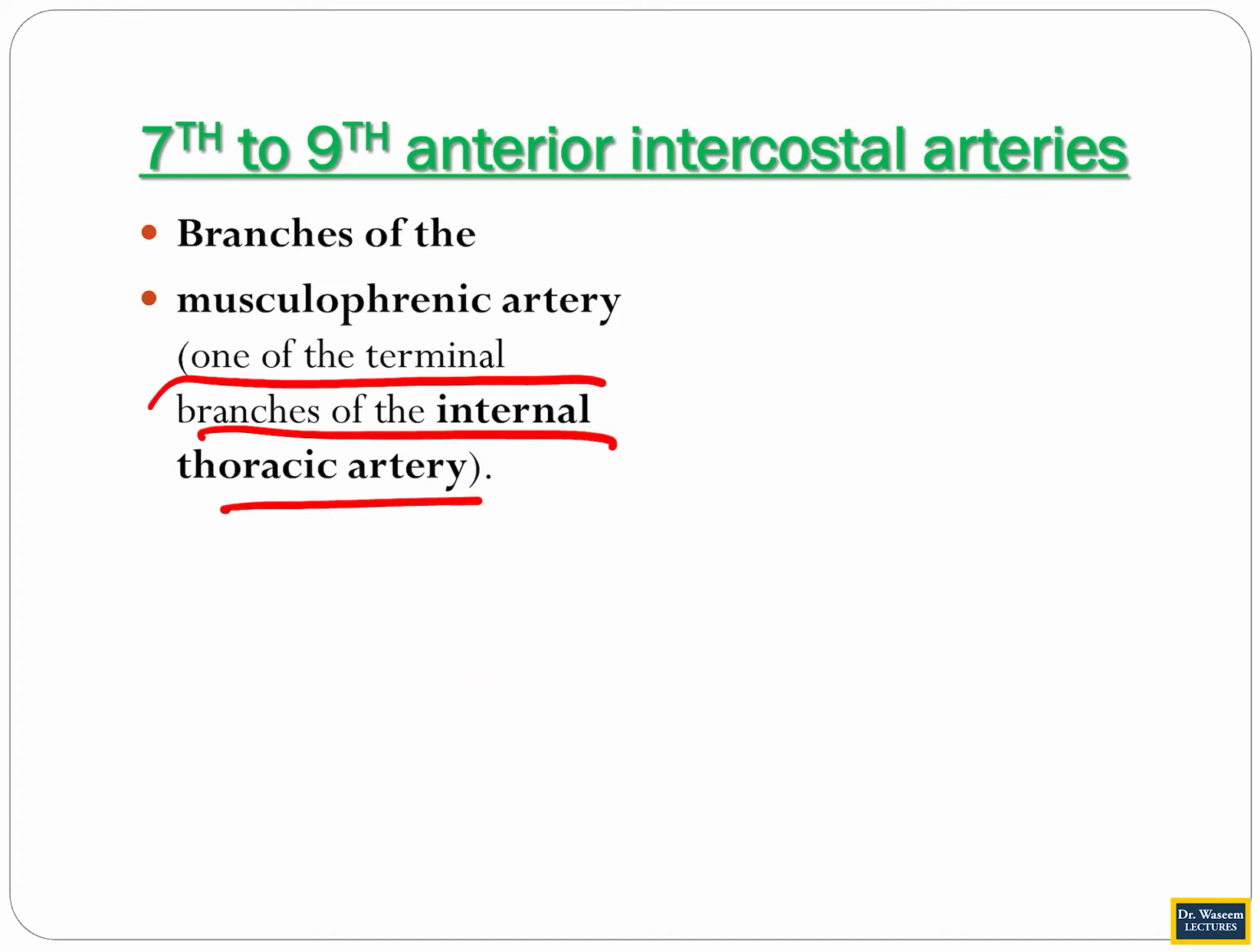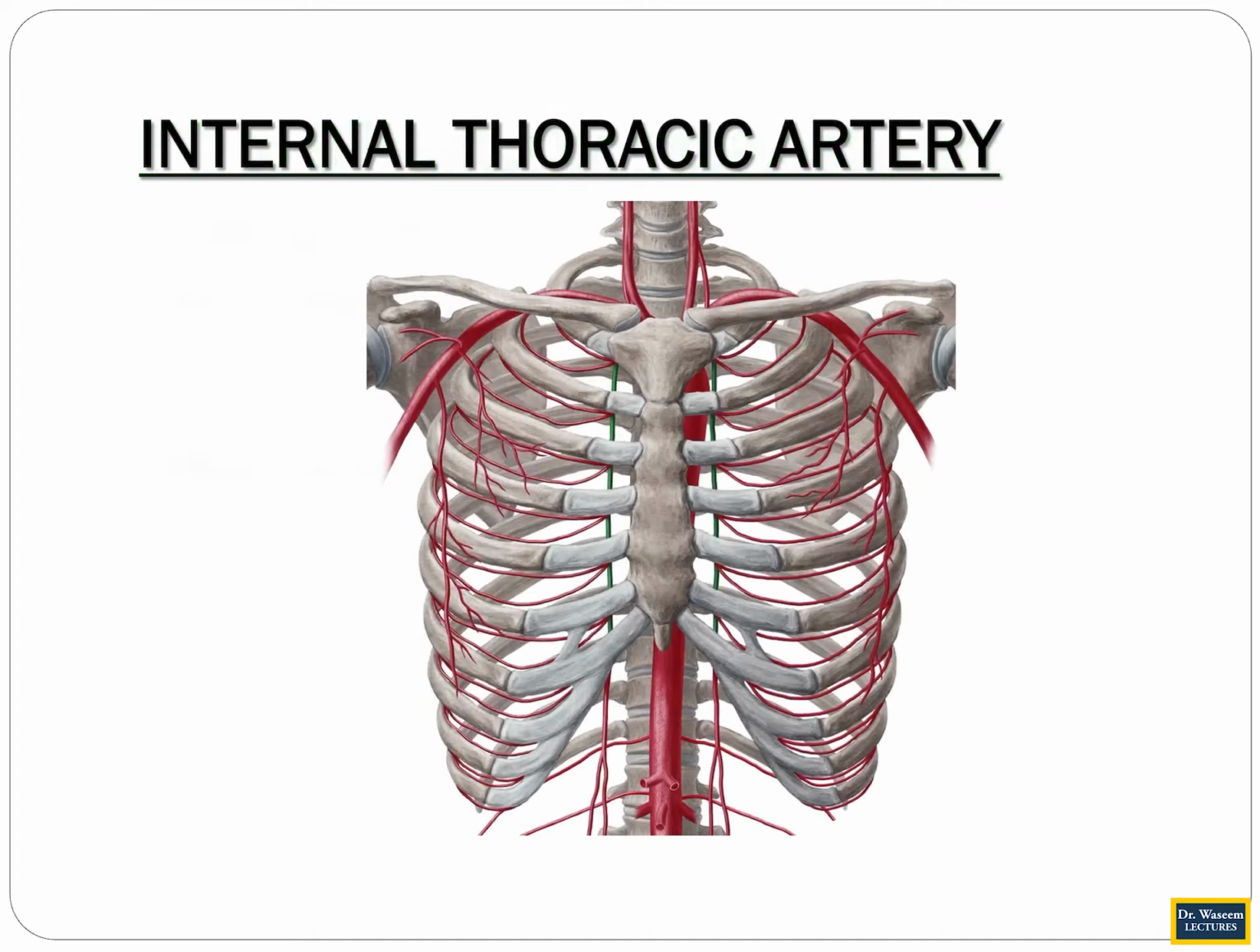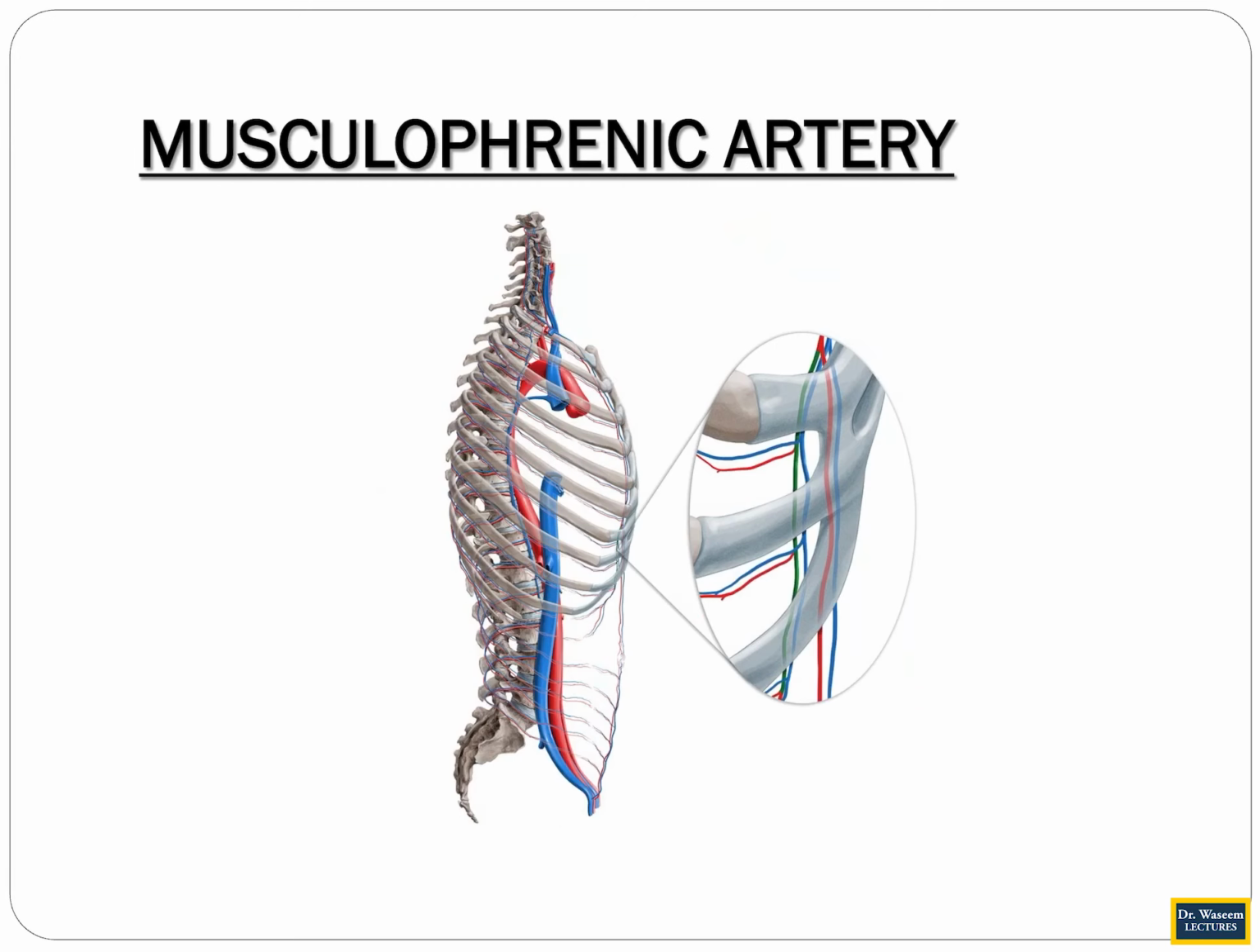The second terminal branch is the superior epigastric, that has gone into the abdomen. See again, internal thoracic. This is the superior epigastric. As the internal thoracic is giving the musculophrenic here, the musculophrenic is giving one by one the lower 7th and 8th. You see these are the 7th, 8th and 9th intercostal space branches. The musculophrenic is going over the diaphragm, giving the branches here.